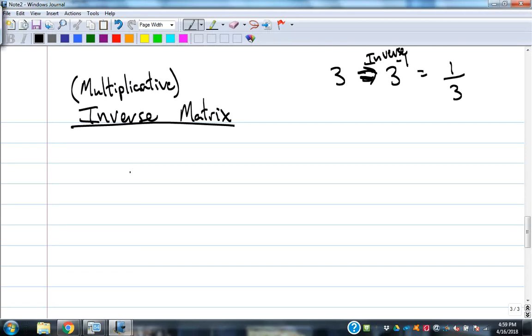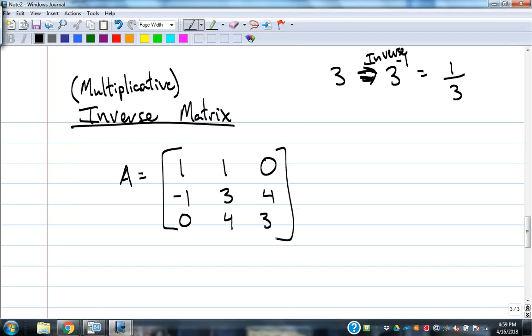But for the inverse matrix, all it takes is a calculator. That's what we're going to do. So here's a matrix. We'll call this matrix A: 1, 1, 0, negative 1, 3, 4, 0, 4, 3. To find the inverse matrix, we're looking for A inverse, which is A to the negative 1 power. Put that matrix into your calculator. Notice that it is a square matrix, meaning it has the same number of rows as columns. It has to be that size to be invertible, same rows, same columns. And then just put them in there, okay?